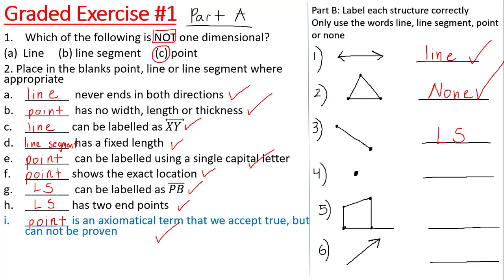Carly C. Where's Carly C? Yes, sir. What's your answer for number 4? A point. A point, very good. Leandria, what's your answer for number 5? I put none. Okay, good. None. Very good.